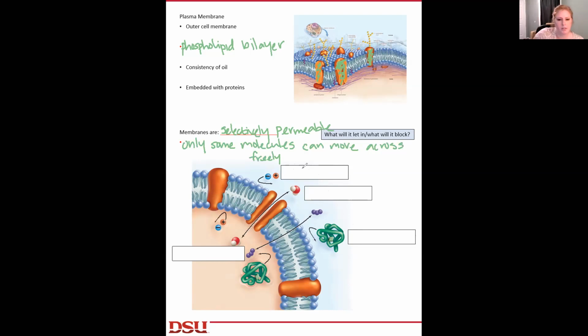Okay, all right. So some of the things that can get in are going to be, let's see if I can write it in here, small, like really small molecules that are non-polar. Gases, so things like carbon dioxide, oxygen, things like steroids, which are hormone building blocks. Those things aren't really going to have trouble being able to move in and out. Some things that are going to have issues are ions and polar molecules. They're going to need some help.